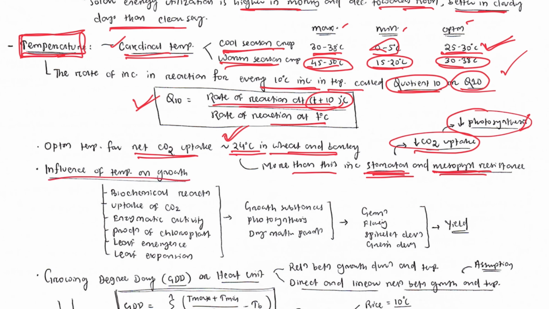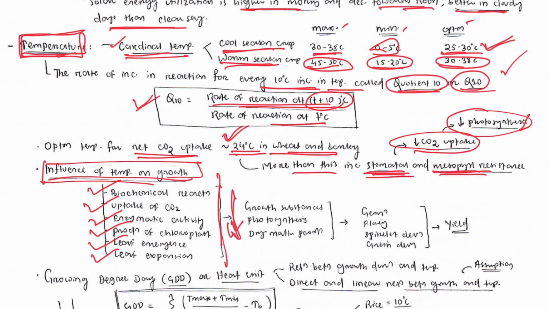Now, the influence of temperature on growth. It affects the biochemical reactions, the uptake of carbon dioxide, the enzymatic activity, production of chlorophyll, leaf emergence, and leaf expansion. So all these things will be affected. Then growth substances, photosynthesis, and dry matter production will be affected. Germination, flowering, and spikelet development will also be affected, so yield will ultimately go down.